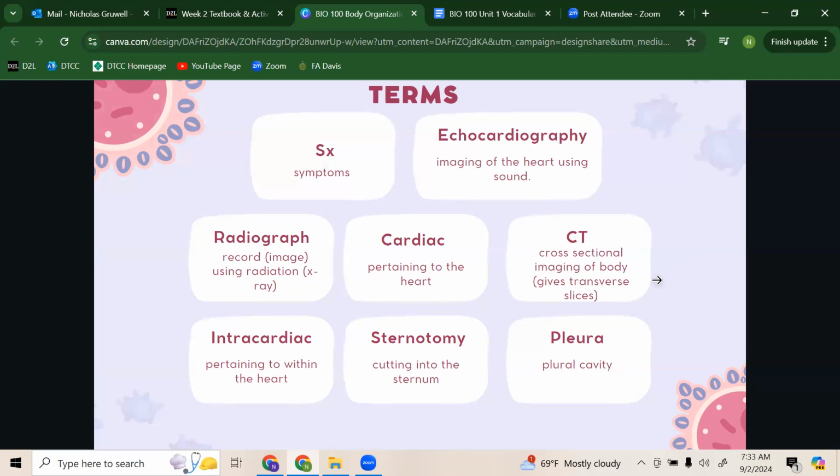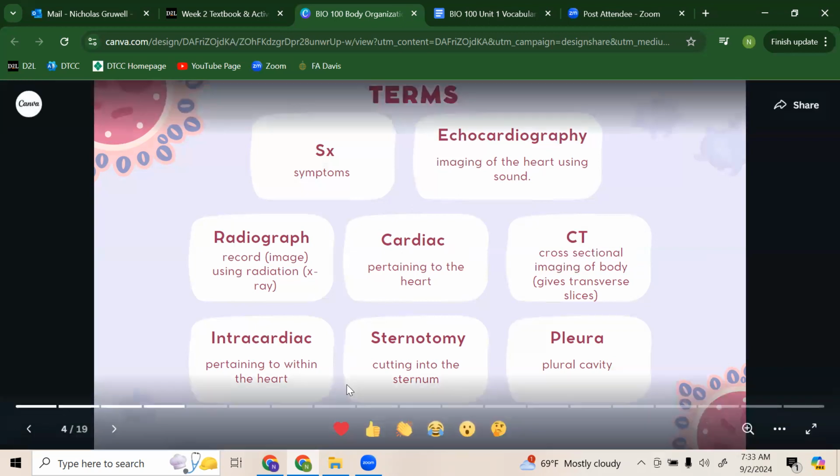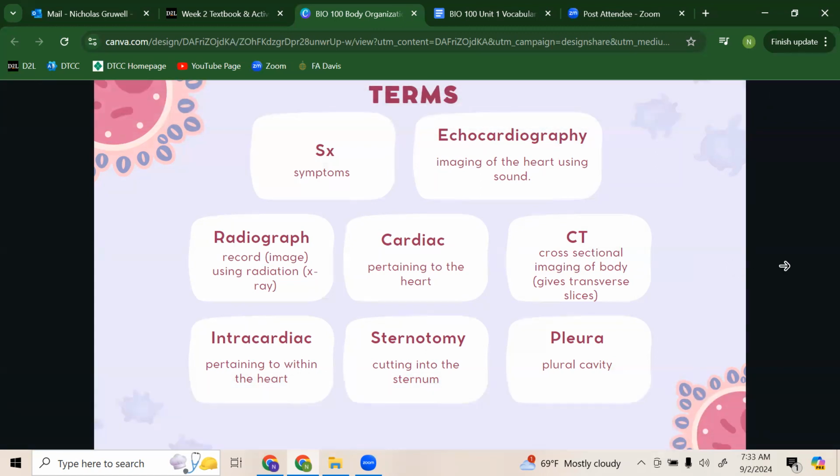Okay, intracardiac. So intra is within, that's our prefix. Cardi again is our root, and ac. So we're just adding intra on top of cardiac. So now we're pertaining to within the heart, not just pertaining to the heart. We're being a little bit more specific. Sternotomy. So you start with your suffix, sorry, not word root, I misspoke. Suffix tomi means cutting into, and then you have stern is your sternum, and O is our combining vowel. Then we have pleura, which means the pleural cavity.